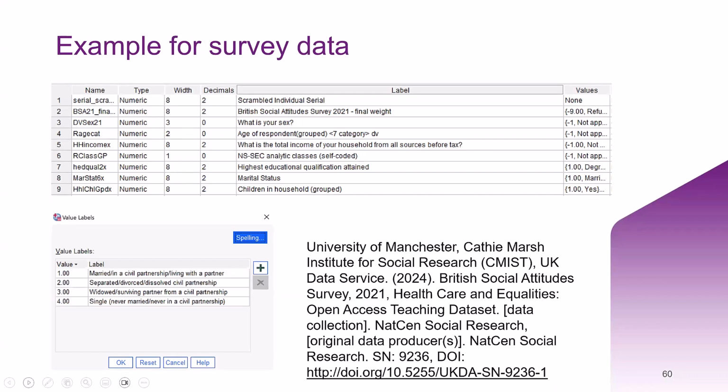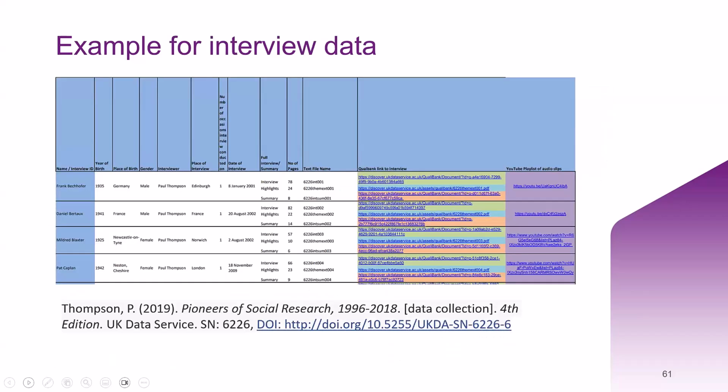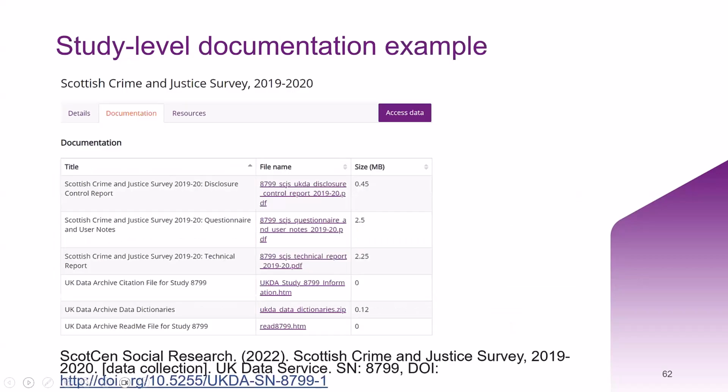Just a couple of examples. So making sure we have the variable and the value labels in place, making sure that we have a data list and we have a template for the data list that you can use. Again, that's available under open licenses. And when we're talking about study level documentation, if you've never had a look in our catalog, we have some fantastic surveys and some fantastic qual interview collections as well that have these great disclosure control reports, questionnaire and user notes, technical reports.